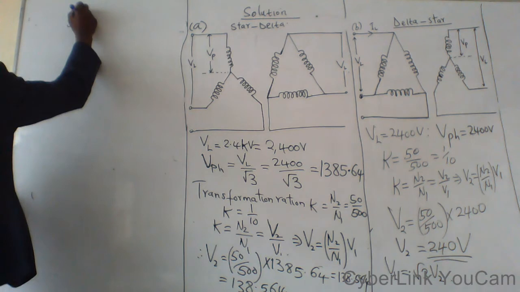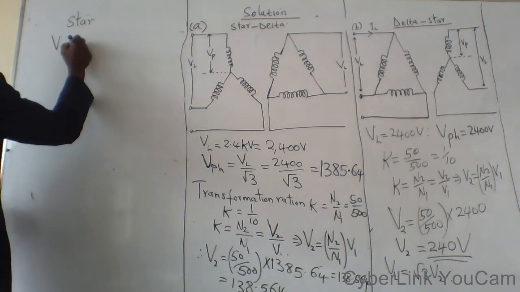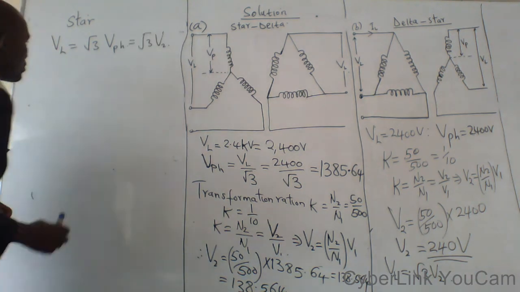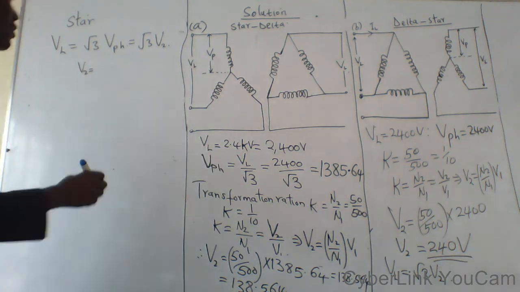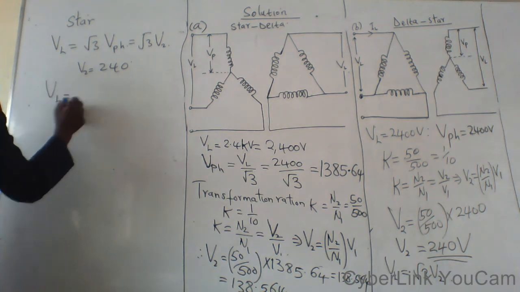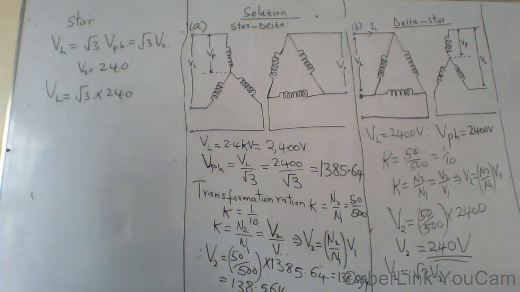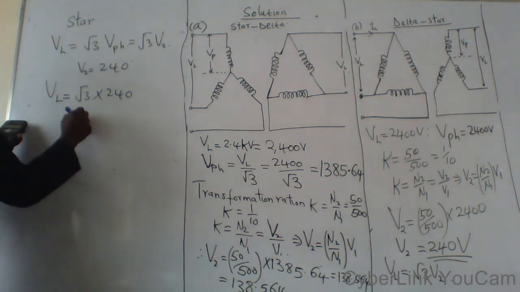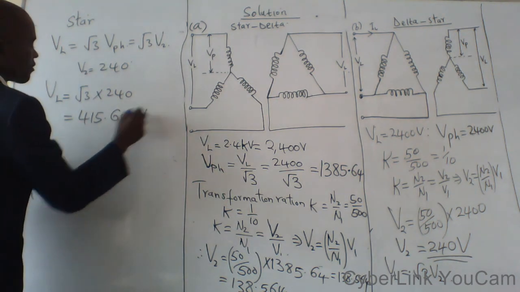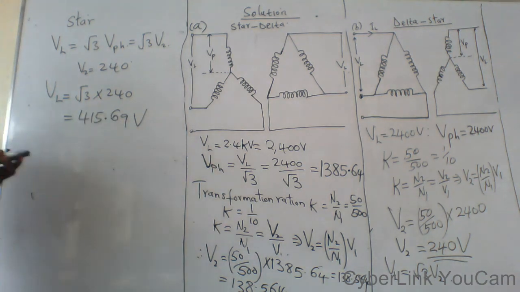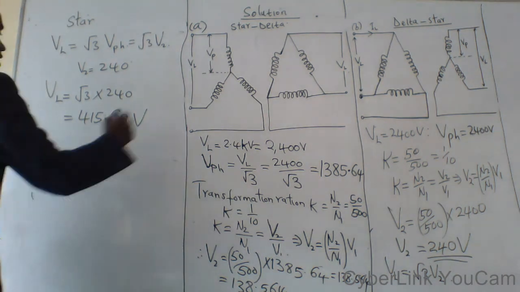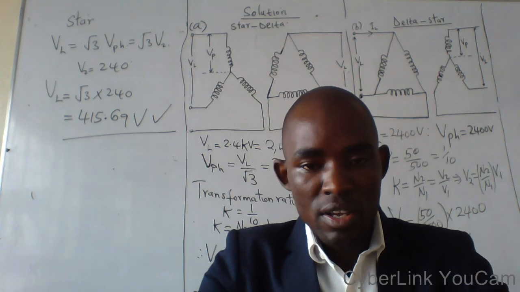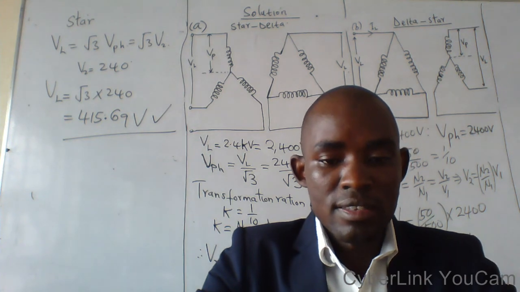Remember we have said for star, the line voltage is equal to √3 times the phase voltage. This is the same as √3 V2. We have gotten our V2 to be 240. So the line voltage there will be equal to √3 times 240. If you take 240 multiplied by √3, you will get 415.69 volts. This is now the secondary line voltage of that particular circuit. So that is how basically you handle these questions. You must have the basics on the three-phase system so that you can be able to maneuver.